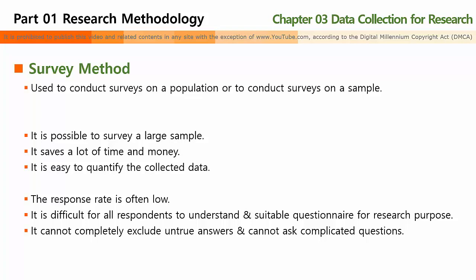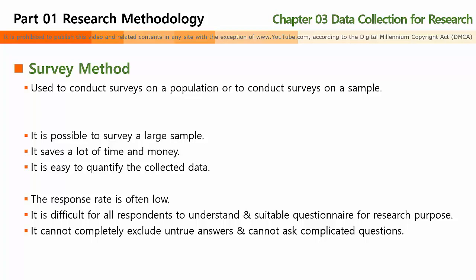Second, even if the researcher conducts a large sample survey, it saves a lot of time and money compared to the observation method. This is natural. This is because there is an optimized survey tool for data collection. Third, it is very easy to quantify the collected data, because all data is collected in numbers. There are various advantages, but there are disadvantages.